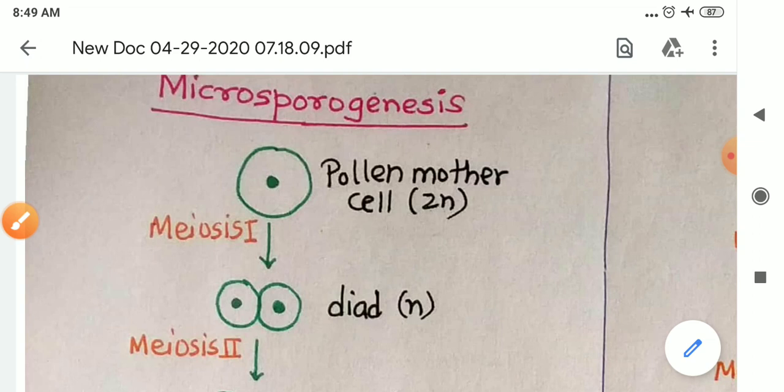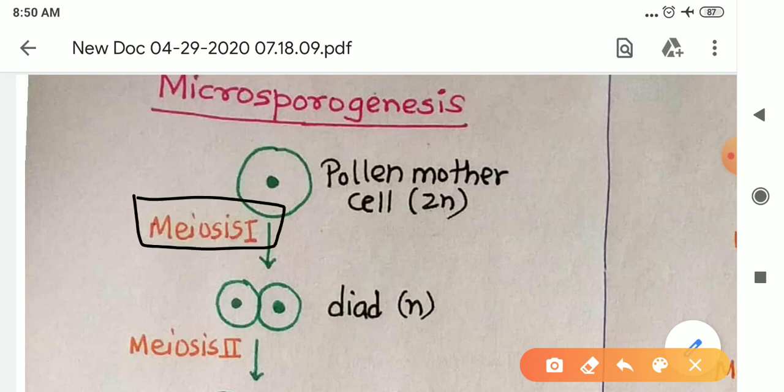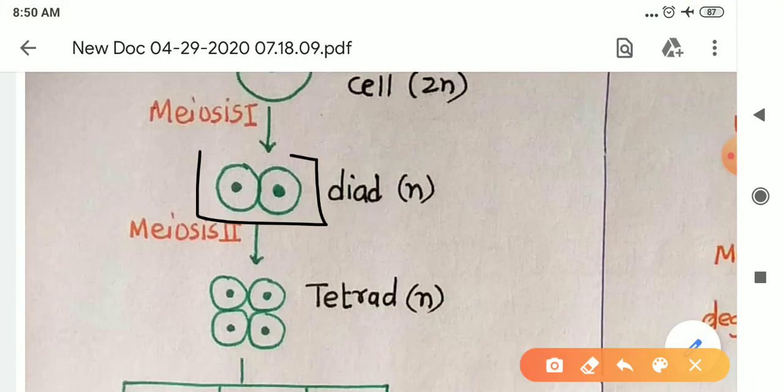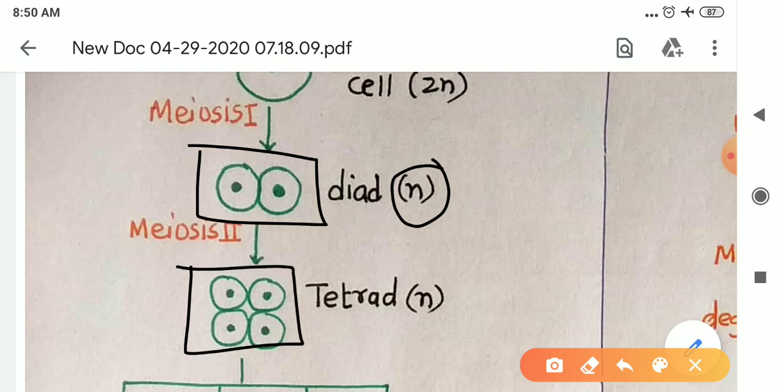So you will observe that this pollen mother cell will undergo the process of meiosis, that is the reduction division, through meiosis 1 continuing with meiosis 2. When meiosis 1 gets completed, it gives you a dyad, that is a two-celled stage. Both of the cells are haploid in nature, and later on in meiosis 2 you will get 4 cells, and all these 4 cells are again haploid, making them a tetrad.